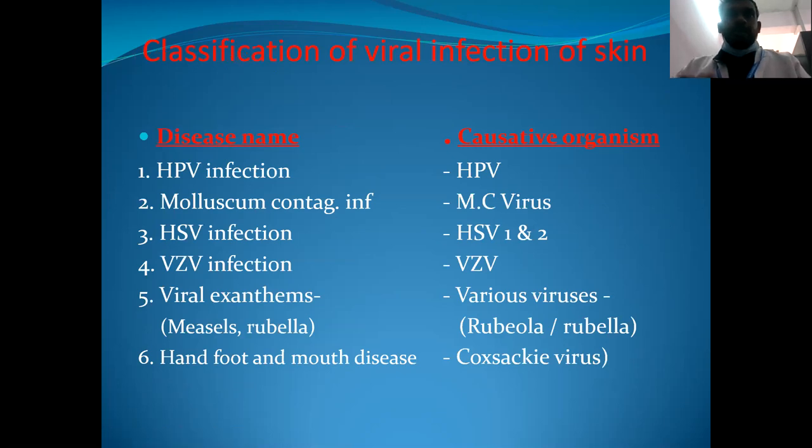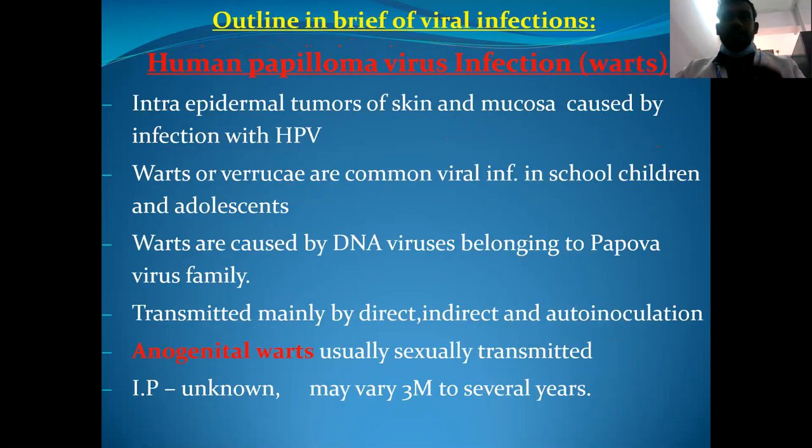Coming to the classification of viral infections of the skin, HPV infections are caused by human papilloma virus. Molluscum contagiosum is caused by molluscum contagiosum virus. Herpes simplex is caused by HSV 1 and 2. Varicella zoster, that is chickenpox, or herpes zoster, is caused by varicella zoster virus. Then there are some viral exanthems predominantly seen in pediatric age groups, such as measles and rubella. Apart from that, hand, foot and mouth disease is caused by coxsackievirus.